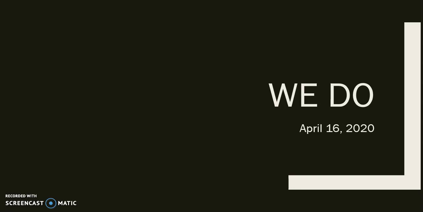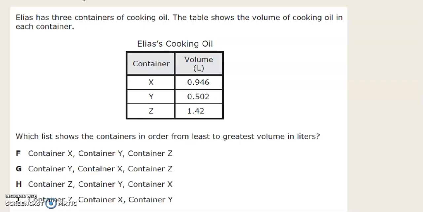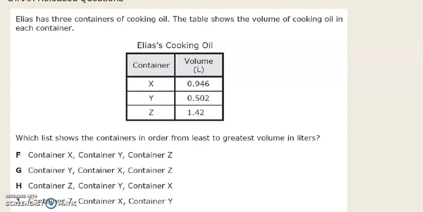Okay, so let's look at our redo for today. So the first question says, Elias has 3 containers of cooking oil. The table shows the volume of cooking oil in each container. Which list shows the containers in order from least to greatest volume in liters? So we know we're looking for the order in least to greatest.